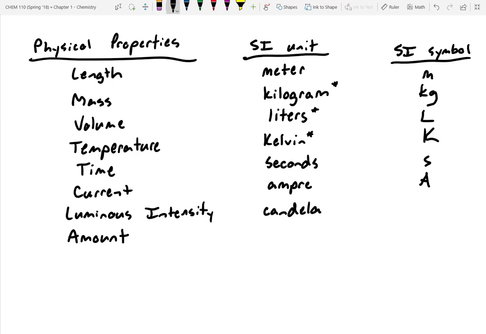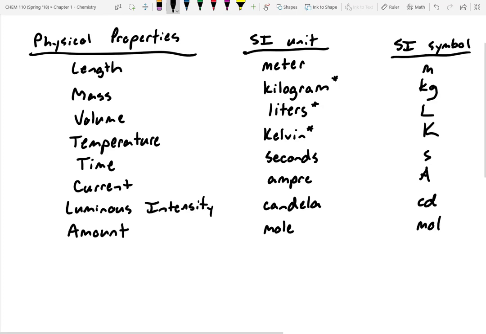And that's abbreviated CD. And then the last one is really important, just simply counting things in chemistry. Does anybody know what we use for chemical counting? We use the mole, not the rodent, the system of counting. And for mole, we abbreviate that MOL. We're going to spend a lot of time this term using moles and converting to and from moles, but it's a pretty simple process.